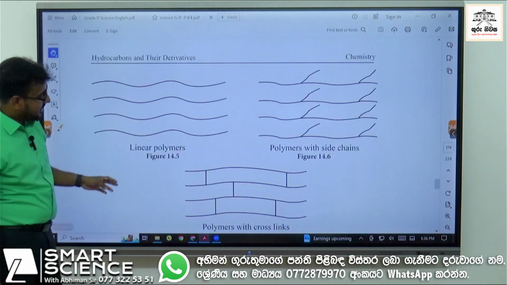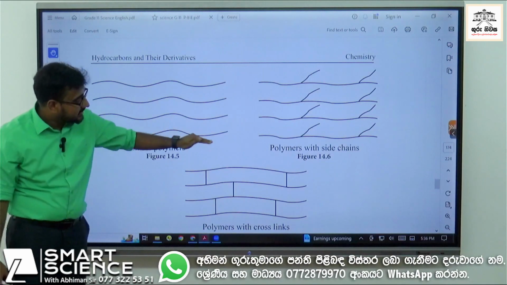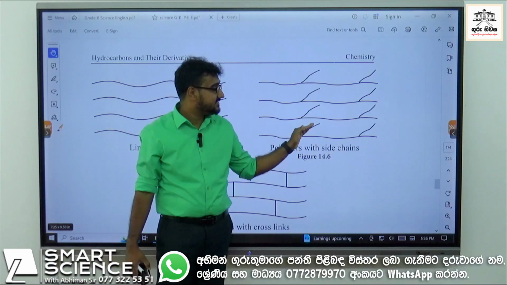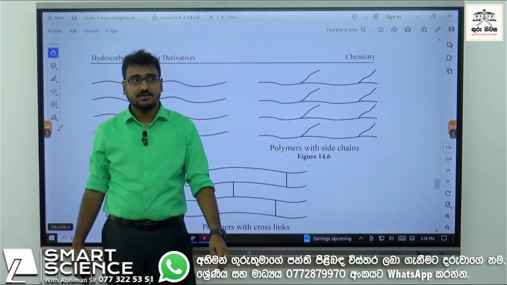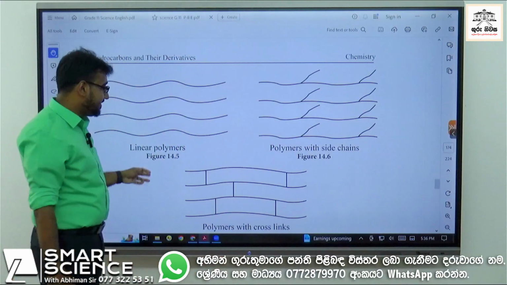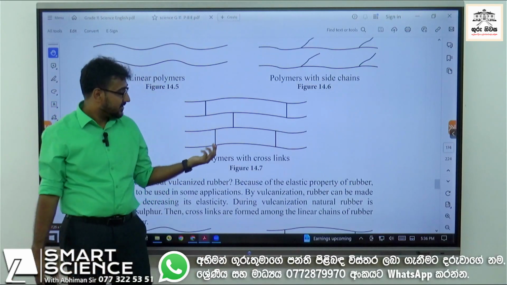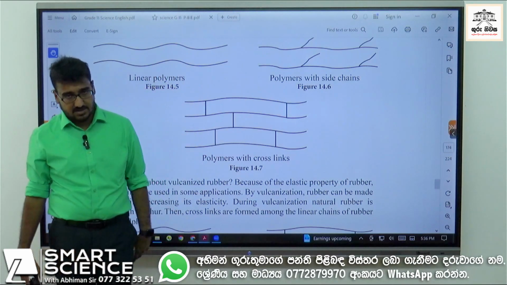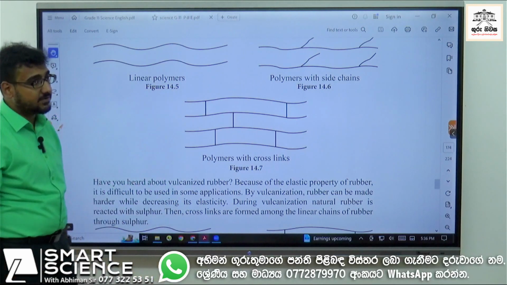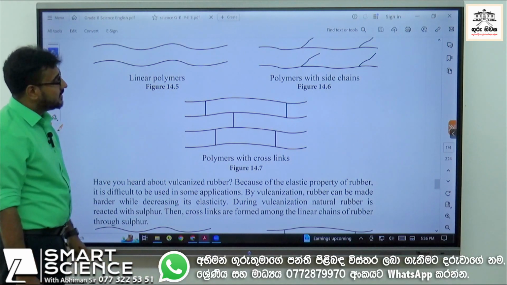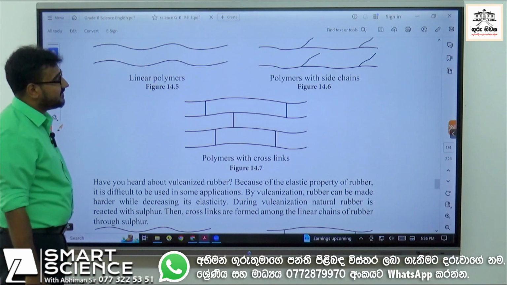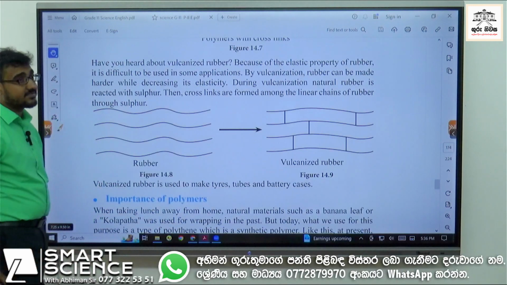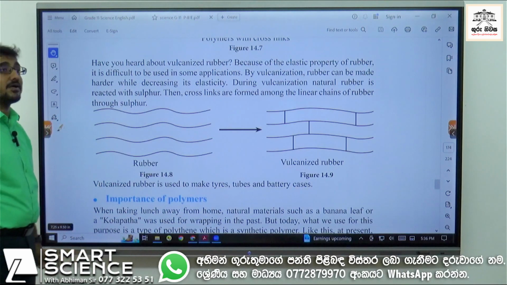Okay sir. Okay. And these are known as linear polymers. There are lines. Here, polymers with side chains. What happens here? They are bonded. So polymers with cross links. There are three types. So this is how to classify the polymers relevant to their structure. Linear, side chains, with cross links. Here, and here, this is the process of production of vulcanized rubber.